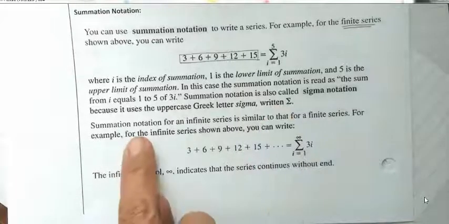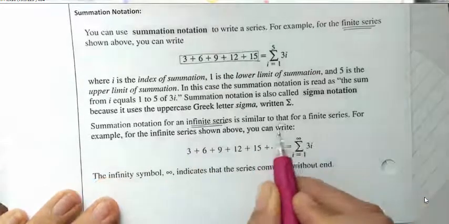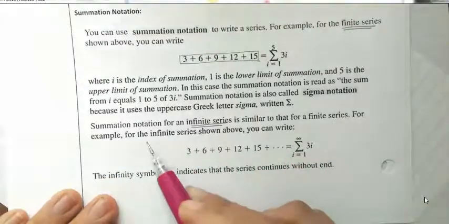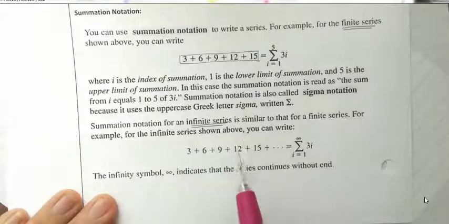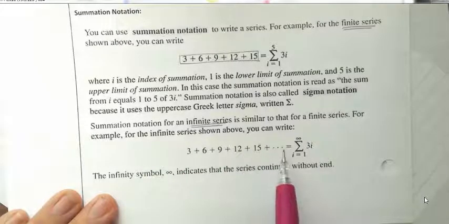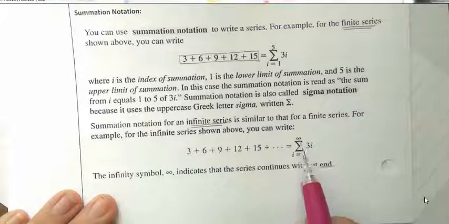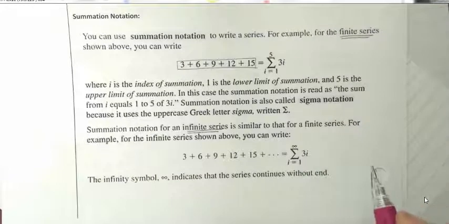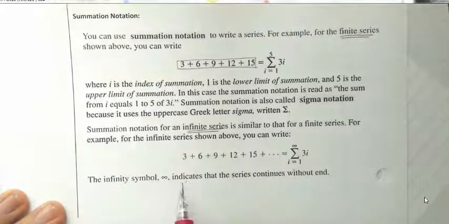All right, and then summation notation for an infinite series, this is what I was talking about, is similar to that for a finite series. For example, here it is. For the infinite series shown, well, actually down here, this is infinite. Notice how it goes on forever. It's got that dot, dot, dot. You can write, instead of saying from 1 to 5, you'd say from 1 to infinity of that same function or expression. The infinity symbol indicates that the series continues without end.